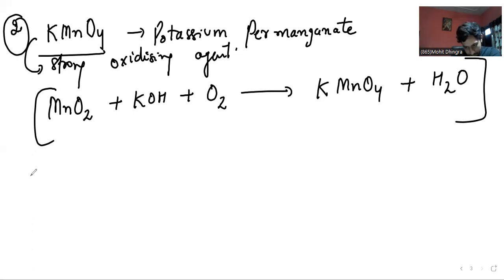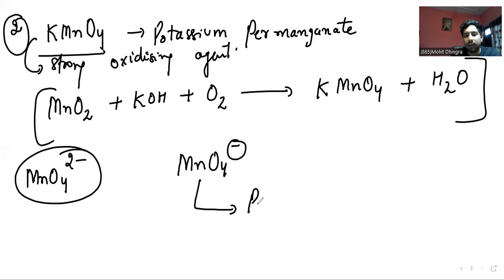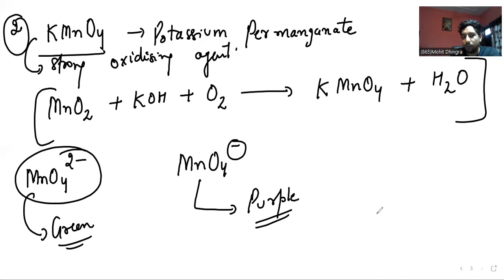See, MnO4 exists in two forms, MnO4 2- and MnO4 -. This MnO4 - is purple in color, while MnO4 2- is green in color. These are its two forms. Why is it so? Because along with KMnO4, K2MnO4 is made.